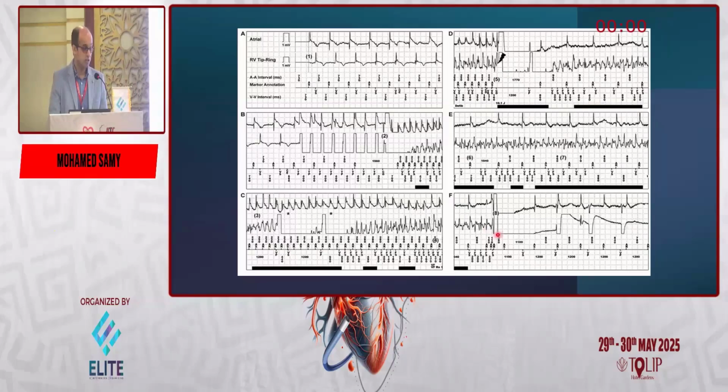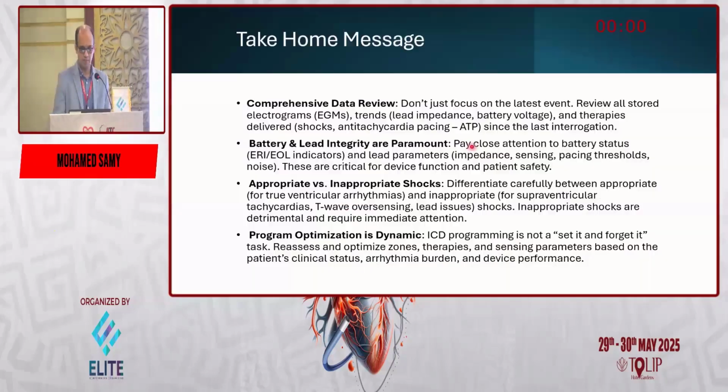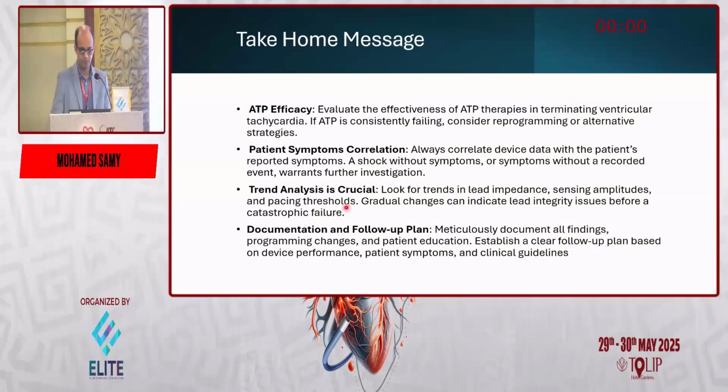The take home message: comprehensive data review is mandatory. Battery and lead integrity is critical for device function. We should check for appropriate versus inappropriate therapy. Check anti-tachycardia pacing efficiency. If not efficient for a series of cases, we need to change the programming. Patient symptoms should be taken in mind. Documentation, follow-up plan, and patient education are mandatory.